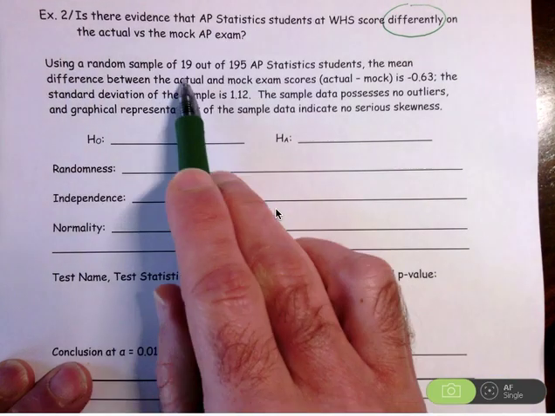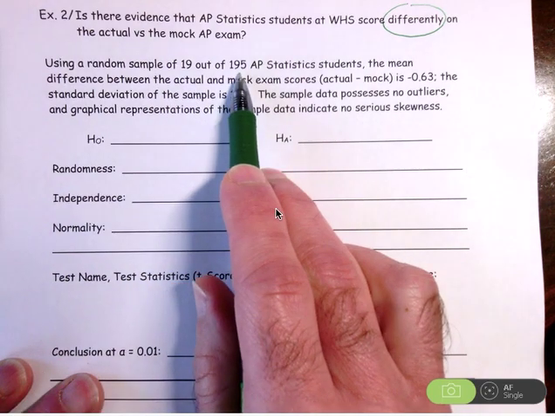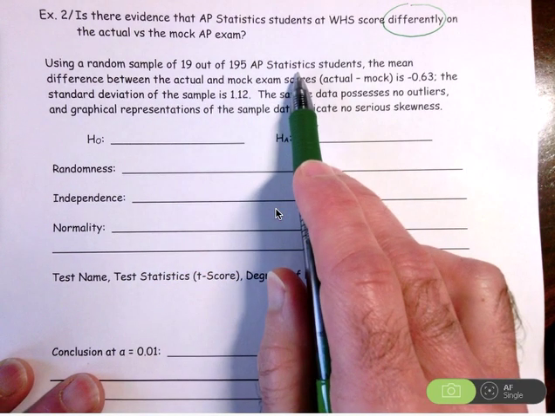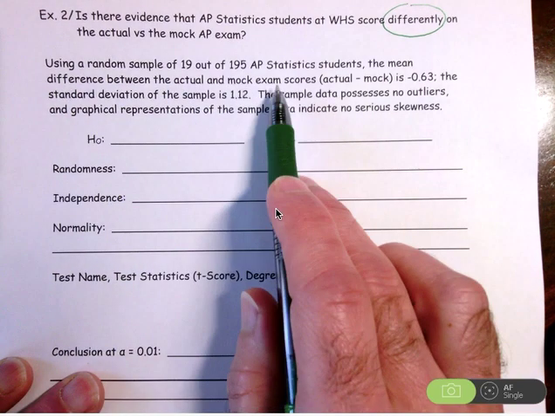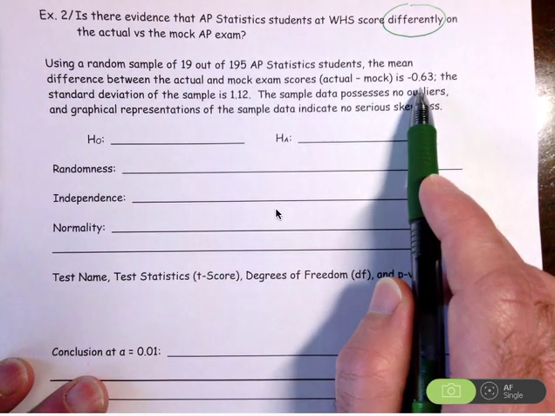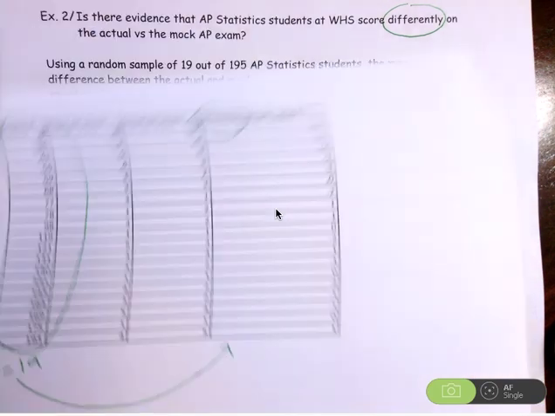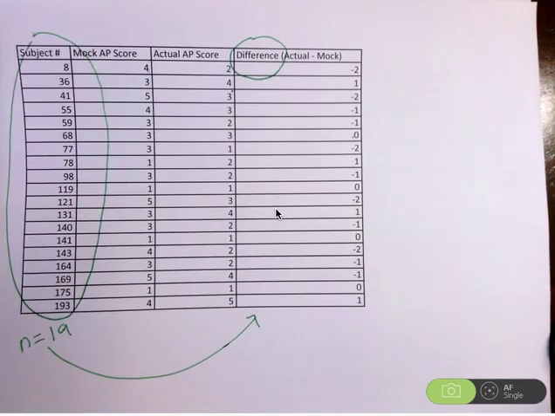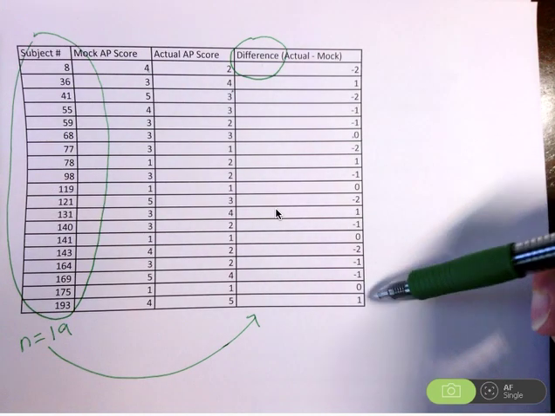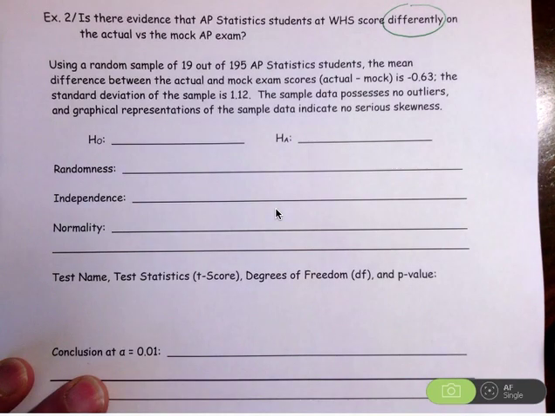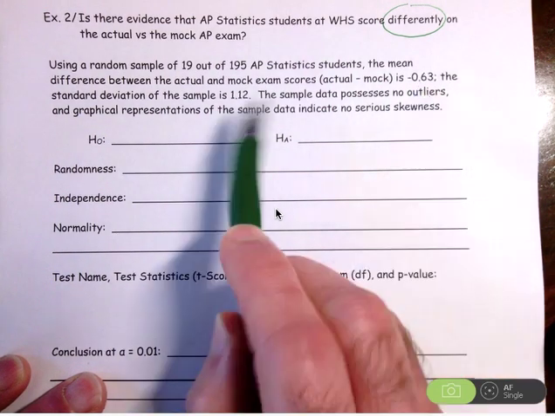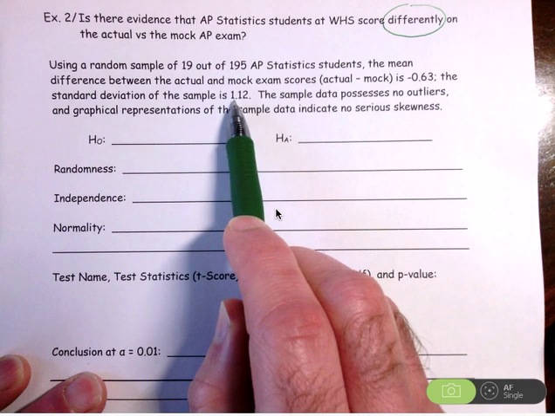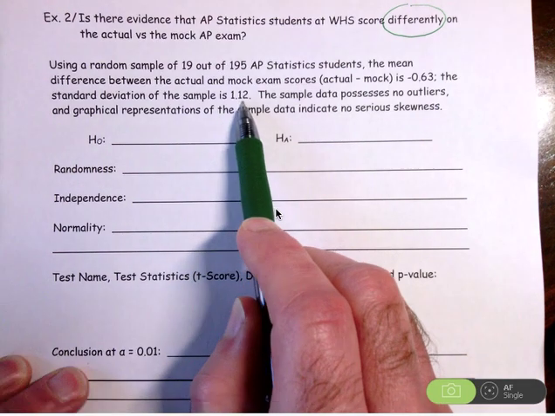So we have one random sample, and it's a random sample of differences. So 19 out of 195 AP Stat students were randomly selected, and the mean of the differences between the actual and the mock exam scores is -0.63. You don't have to take the time to do this. If you entered all of these data into a list and did one variable statistics, you will get an average for the differences of -0.63, and the standard deviation of the differences is 1.12.